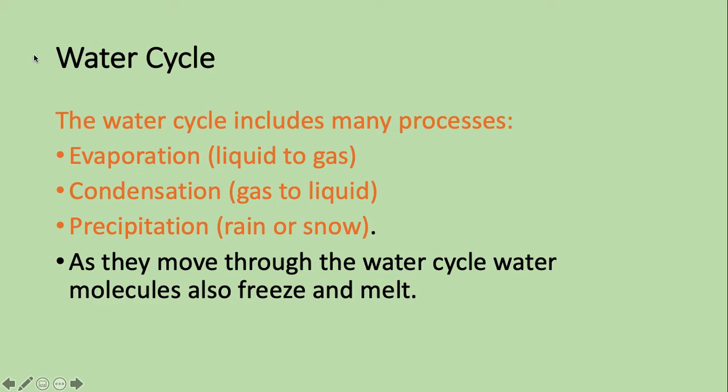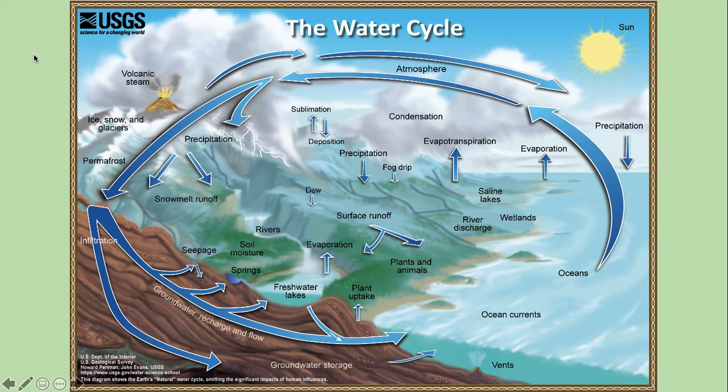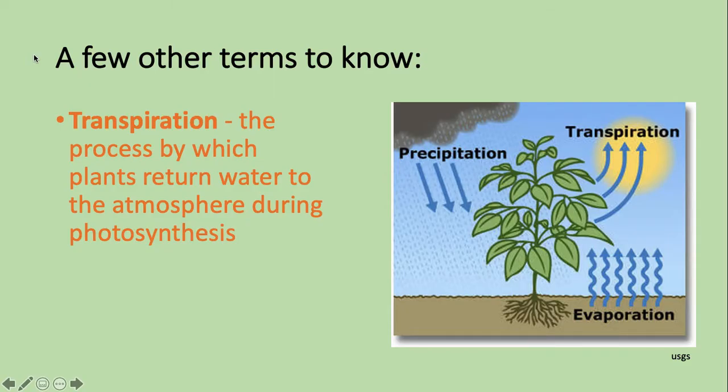As water molecules move through the water cycle, they can also freeze and melt, as we saw in the picture on the previous slide. But there's more than just these processes. This water cycle from the U.S. Geological Survey is perhaps slightly more detailed than what I would want you to remember. But there are some new words that I want you to know, and I want you to include in your water cycle when we draw it. One of those terms is transpiration.